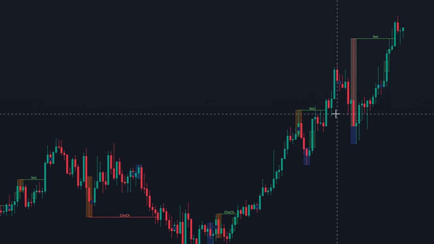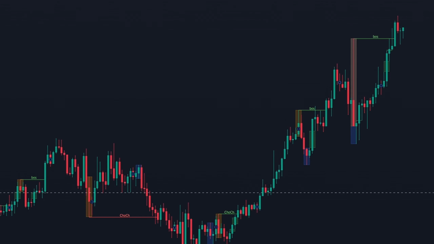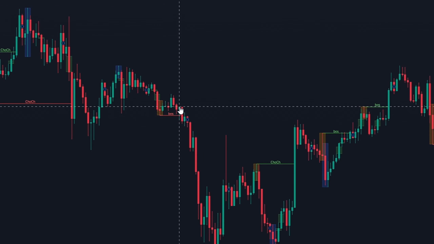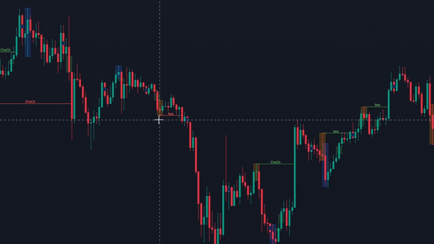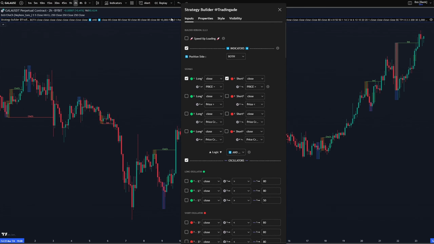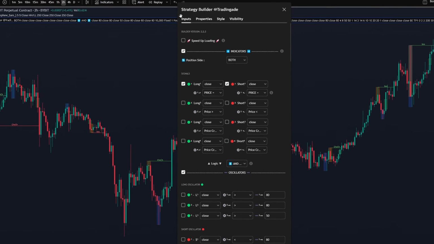Now, considering our settings, we're gonna open long positions when the price crosses over and close above our bullish boss line, which is the green line right here. While we're gonna open short position when the price crosses under and close below the red boss line. Now, it's time to generate long and short positions using our strategy builder.